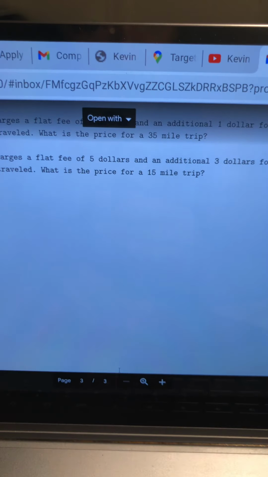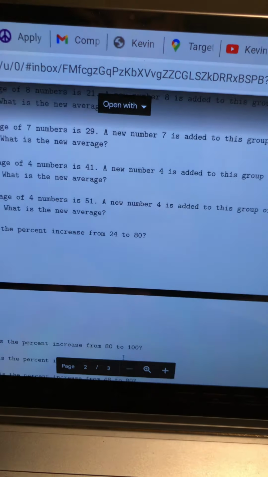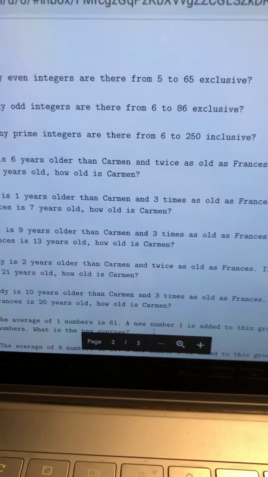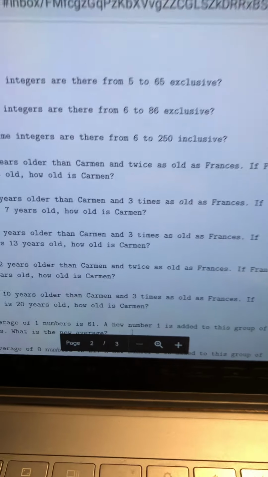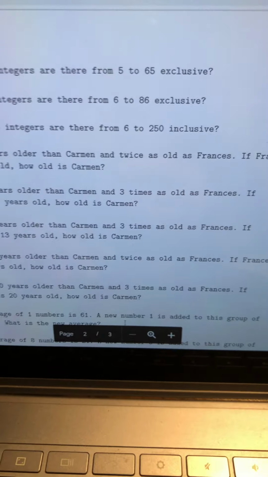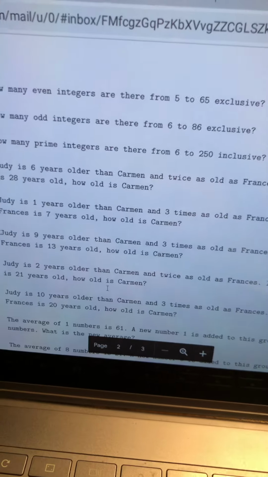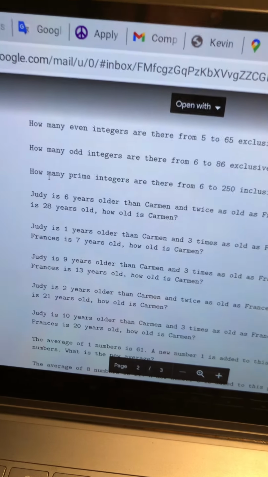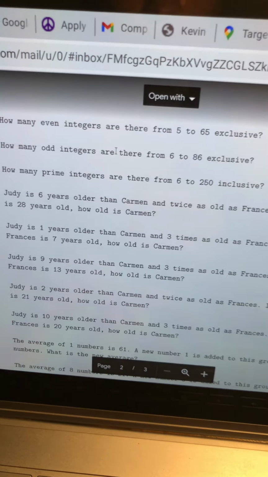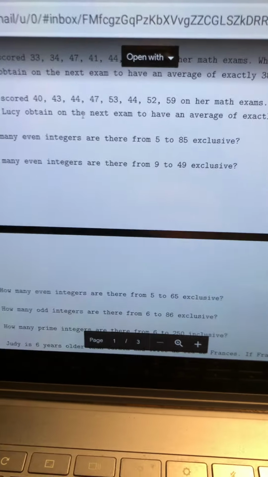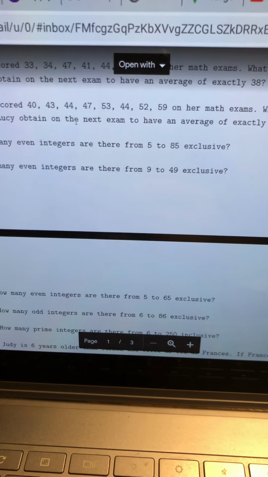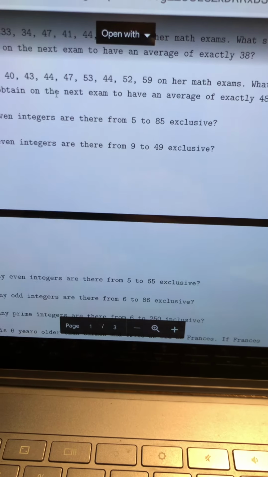On the homework, there were some questions about Carmen. I did not do that one because I think that when we practiced it, you had a pretty good feel for it. So skipping over that. And then these questions: how many prime integers, how many odd integers, and so on. I forgot to go over that 2 weeks ago. So I'll go over that next week.